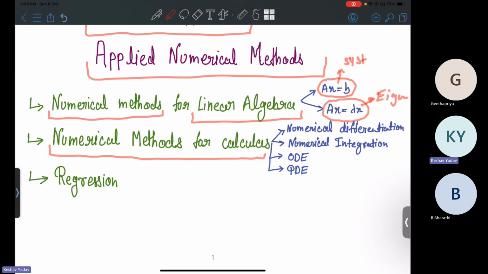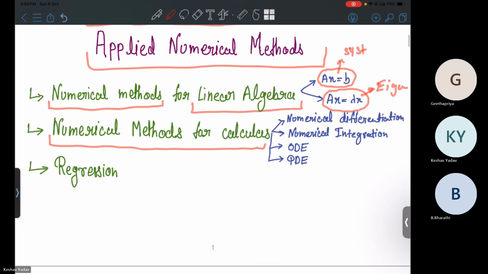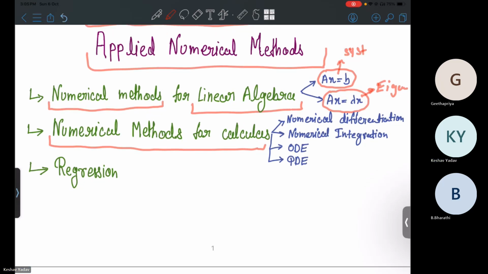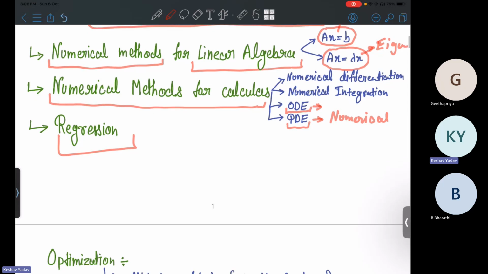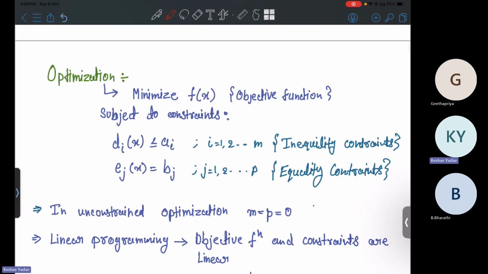Then we have covered the numerical methods related to calculus. There we have seen first numerical differentiation. After that, we have seen numerical integration. In numerical integration, first we have seen interpolation. In interpolation, we have the data at discrete points, so we fit the interpolating polynomial, and by integrating that interpolating polynomial, we can find the numerical integration. Then we have seen how we can solve ordinary differential equations and partial differential equations using numerical methods. In the last week, we have seen regression. So this is what has been covered till week 10 in this course. Now in week 11, we will see optimization problems.